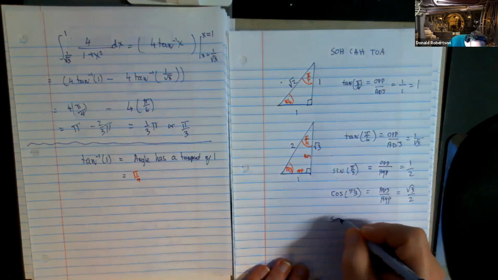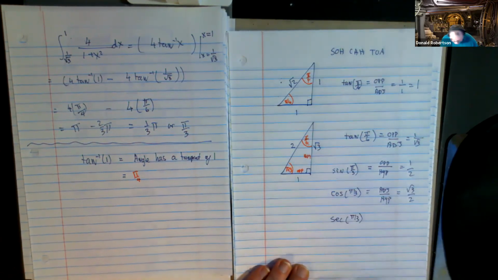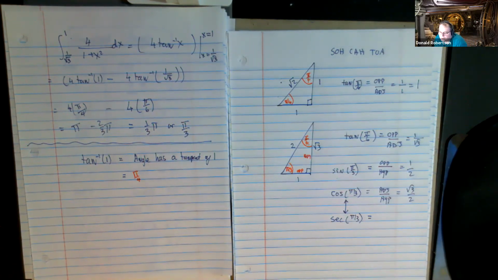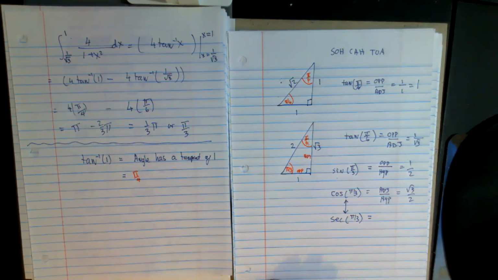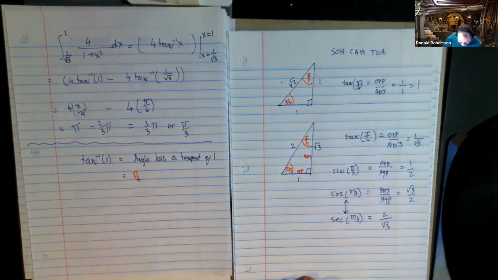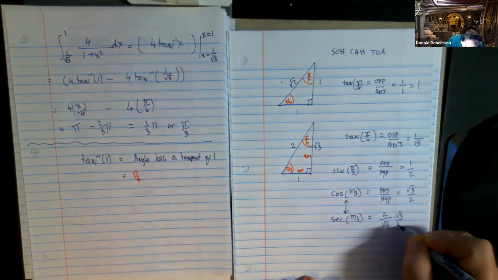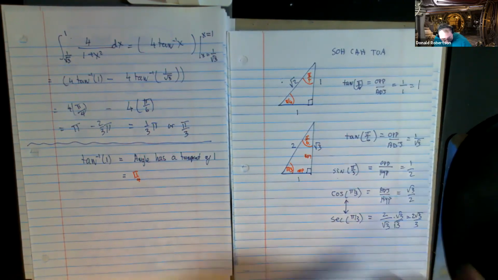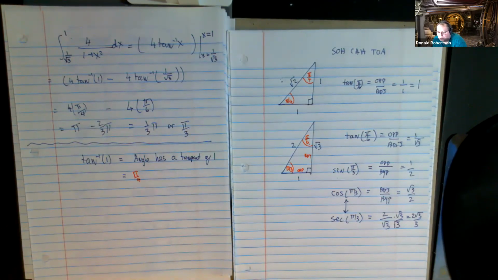Suppose I need to find the secant of pi upon 3. There is a direct connection between a cosine and a secant. Can you remember what the relationship is? What is a secant compared to a cosine? It's the hypotenuse over the adjacent. So you just take the reciprocal. And if you want to make it look pretty, there's a secant.